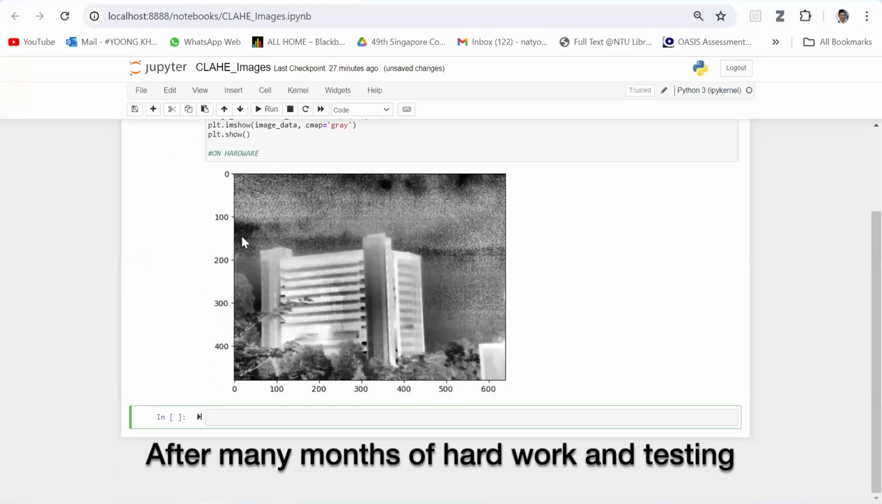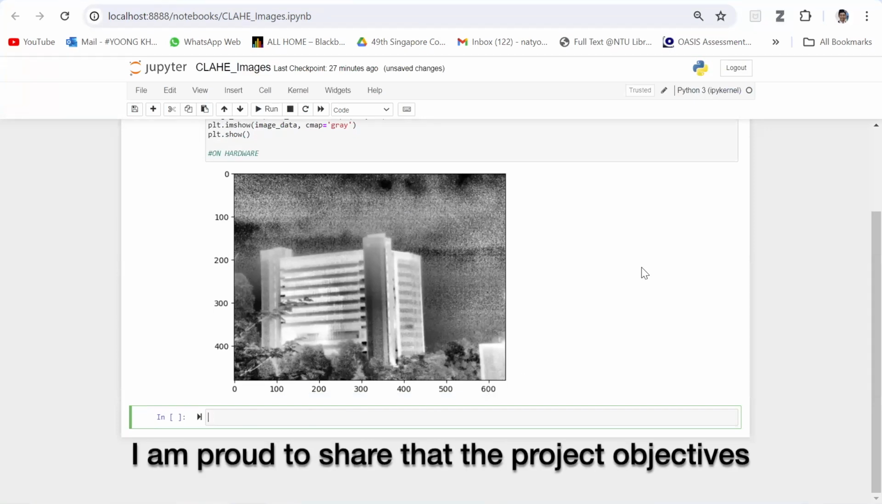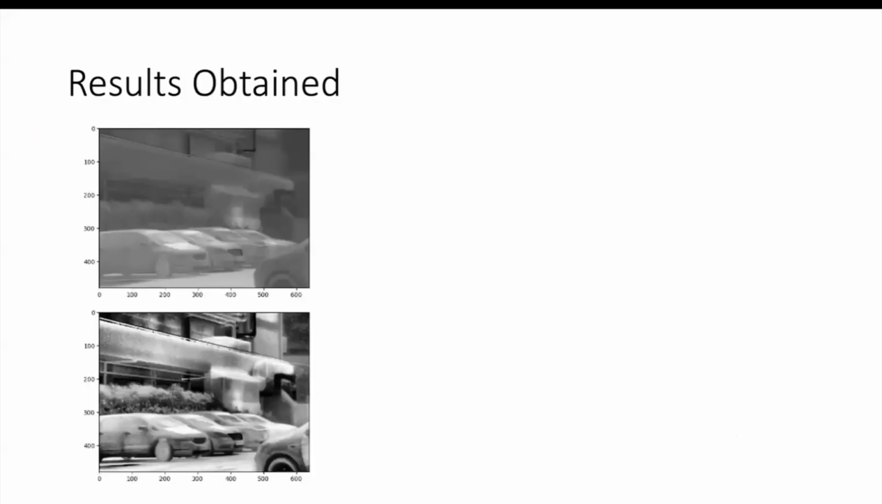After many months of hard work and testing, I am proud to share that the project objectives have finally been achieved. The input image from this has turned into this, after running it through CLAHE.